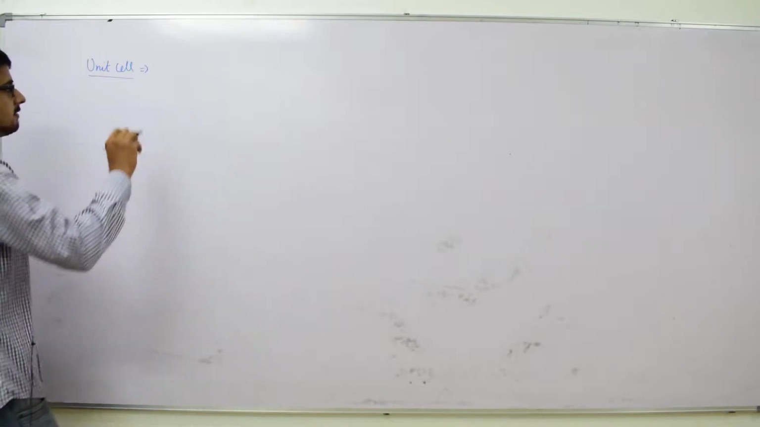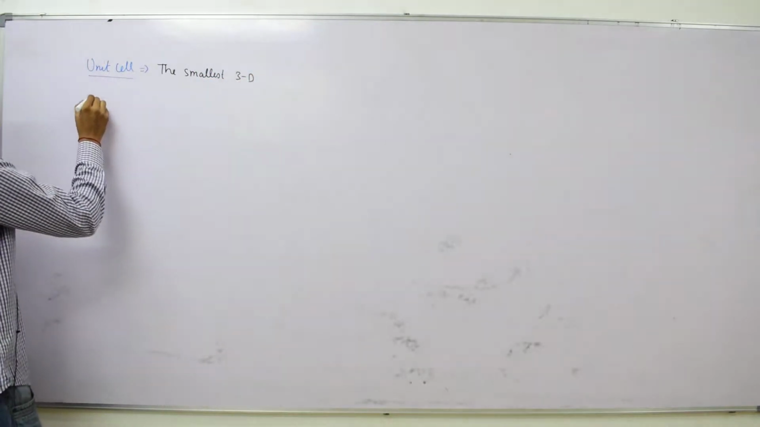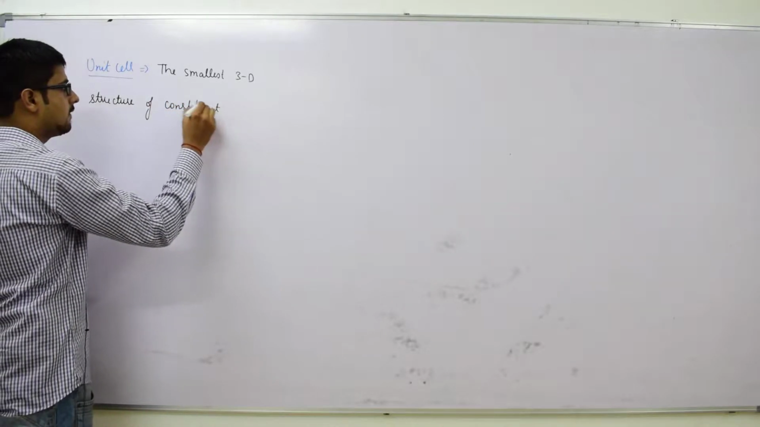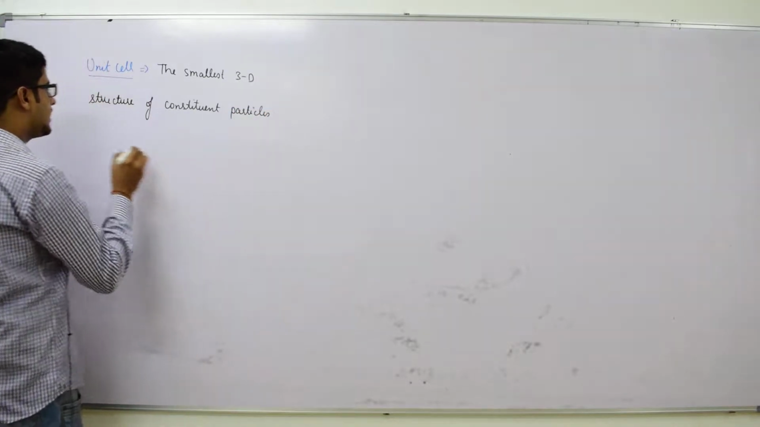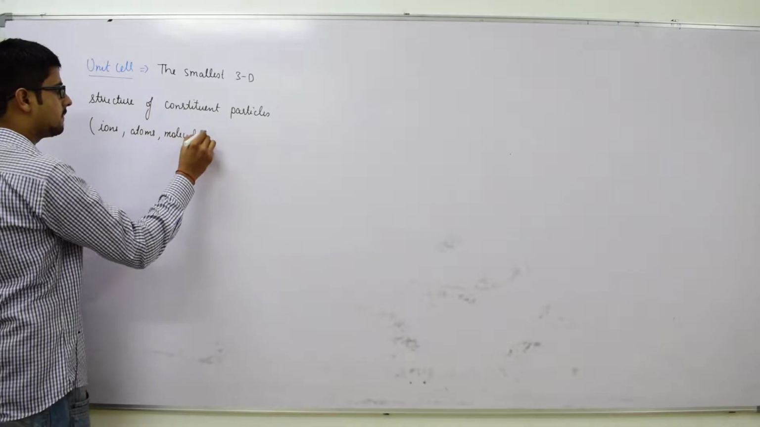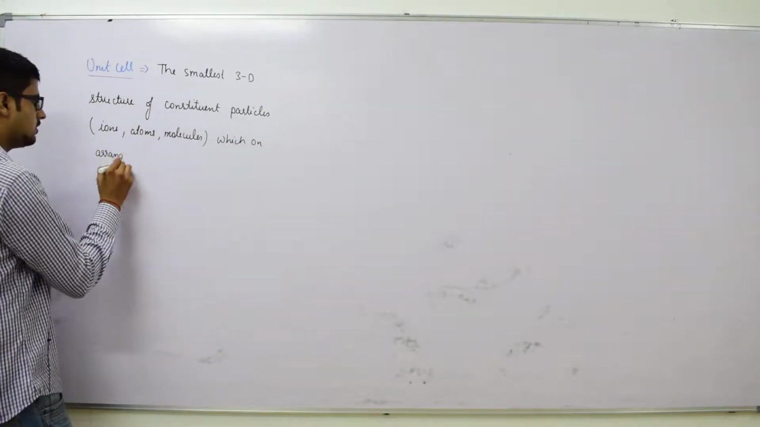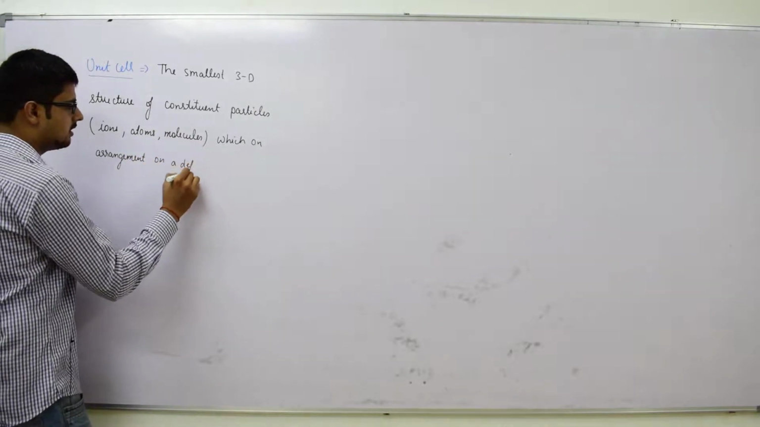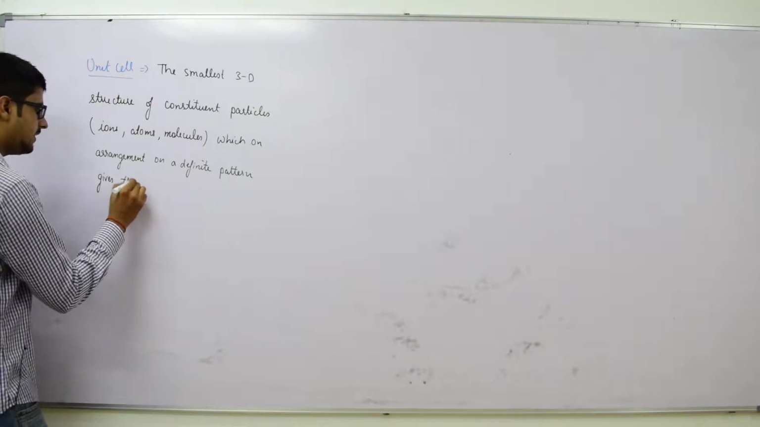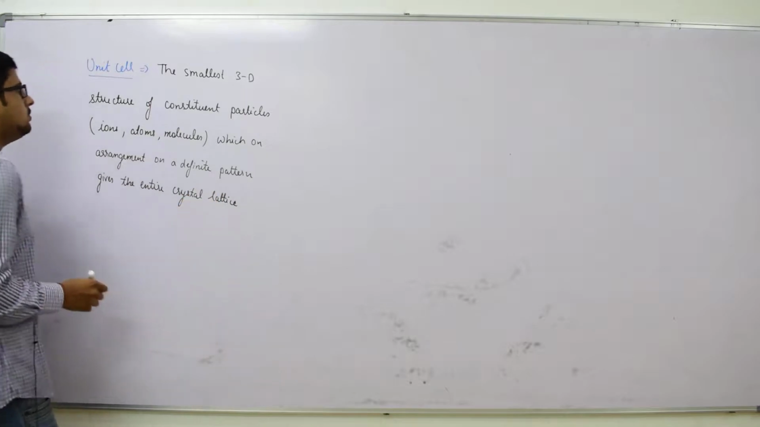So, a unit cell is defined as the smallest 3D structure of constituent particles, and the constituent particles can be either ions, atoms or molecules, which on arrangement in a definite pattern give the entire crystal lattice. So, this is the unit cell.